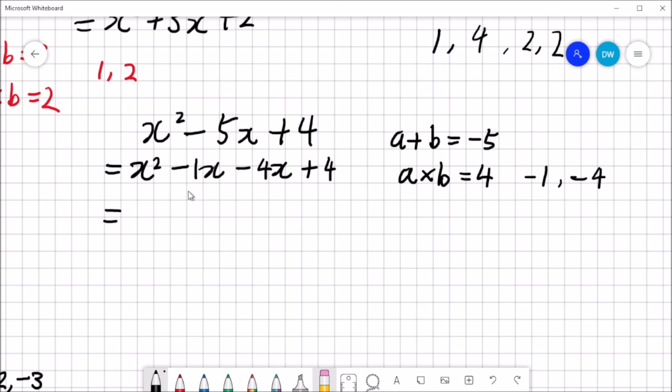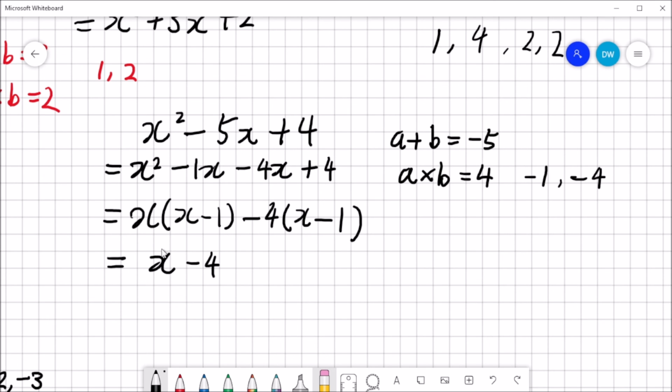Okay, now we can factorize everything. So the common factor here will be x, so we can factor x out, leaving x minus 1. And in this one, the common factor obviously is negative 4. Because we are factoring negative 4 out of 4, we're factoring a negative out of a positive, so we end up with a negative again, and we end up with x minus 4 times x minus 1. And so there is that.